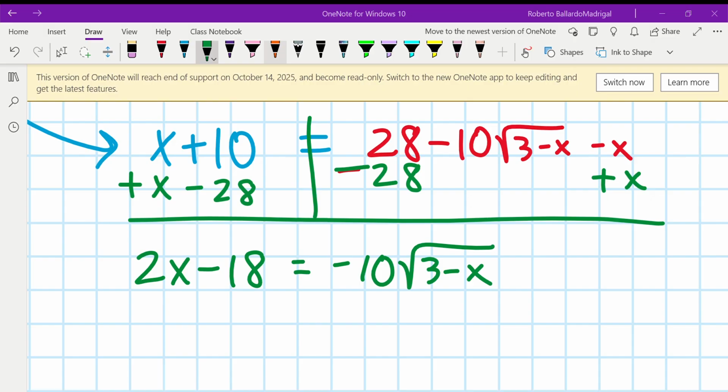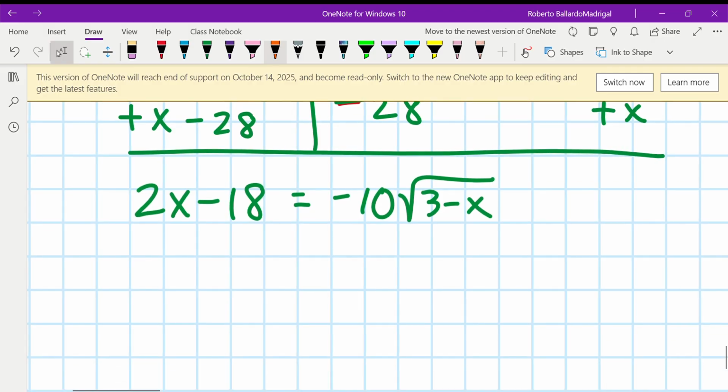So at this point, we can go ahead and square both sides. Okay, let's go ahead and do that. Actually, no. Let's do one step before we do that.